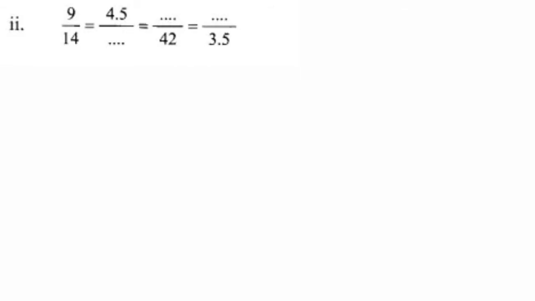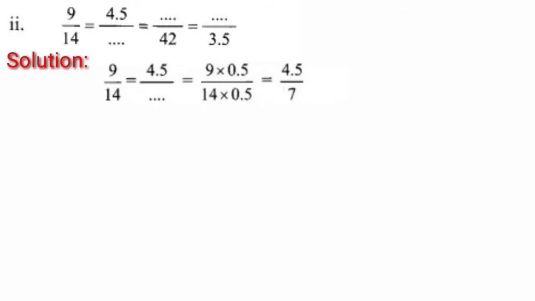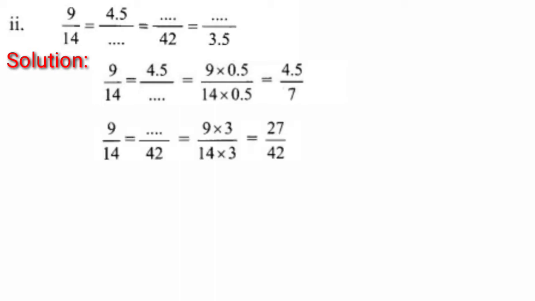Second, 9 upon 14 is equal to 4.5 upon fill in the blank is equal to fill in the blank upon 42 is equal to fill in the blank upon 3.5. Solution: 9 upon 14 is equal to 4.5 upon fill in the blank. So 9 multiplied by 5 is 45. So 9 multiplied by 0.5 upon 14 multiplied by 0.5 is equal to 4.5 upon 7. Again 9 upon 14 is equal to fill in the blank upon 42. So 14 multiplied by 3 is 42. So in numerator and denominator we will multiply it by 3. So it's equal to 9 multiplied by 3 upon 14 multiplied by 3 is equal to 27 upon 42.